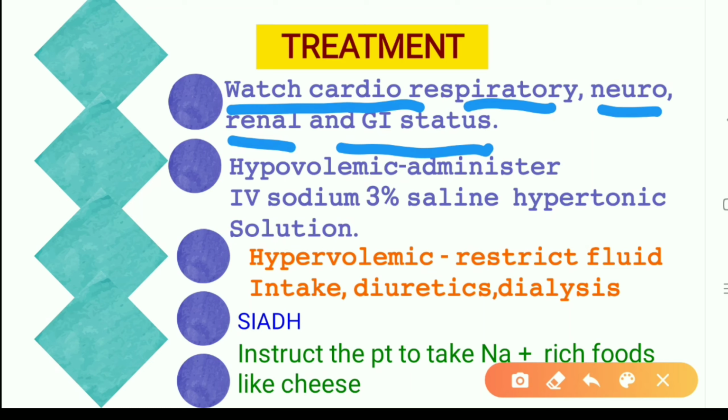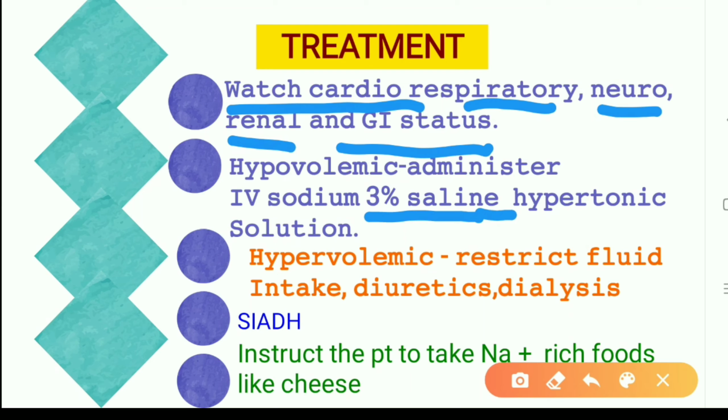In hypovolemic, administer IV sodium 3% saline hypertonic solution, 3% NS. In this case we are giving 3% NS for patients with hypovolemic hyponatremia. This can be given through a large bore needle, for example to patients with a central line, and it is given in a critical care setup, so it can be given in the ICU, as it requires critical care monitoring.